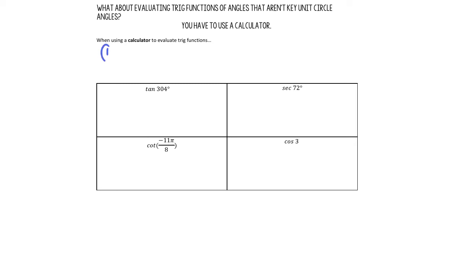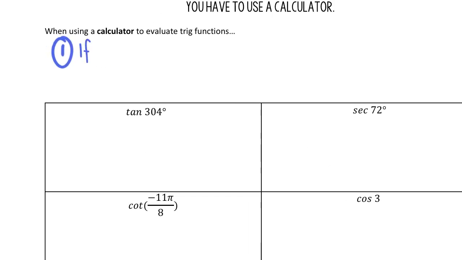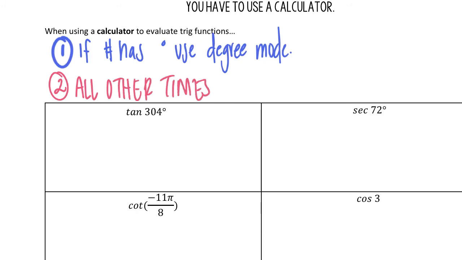So first things first, when you're using your calculator to evaluate a trig function, you'll need to recognize these things. First of all, if the number has a degree, you use degree mode. On the other hand, all other times, meaning if it has pi or it just has a number, so if there's just a number with no degree, all other times you use radian mode.